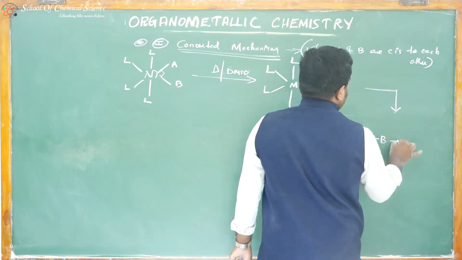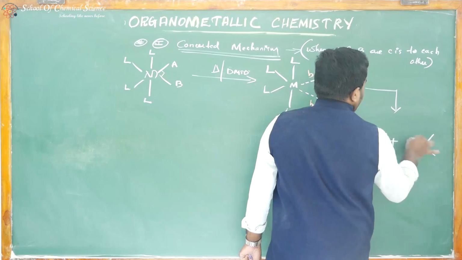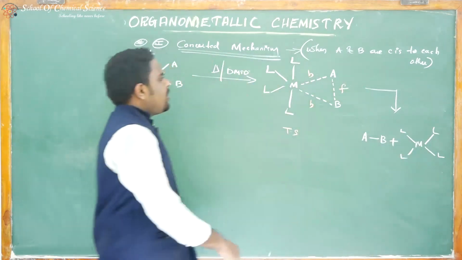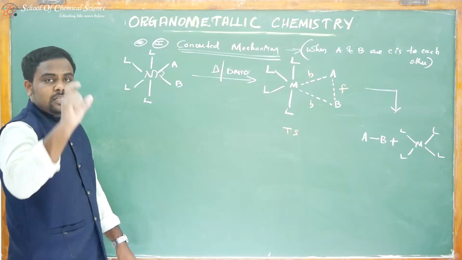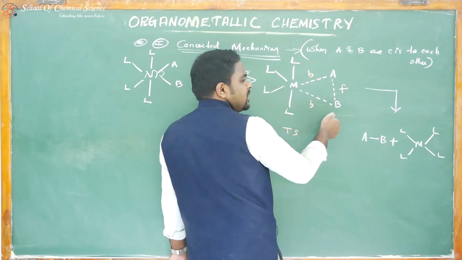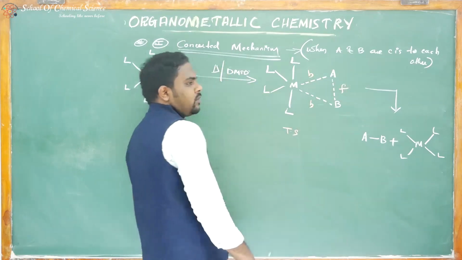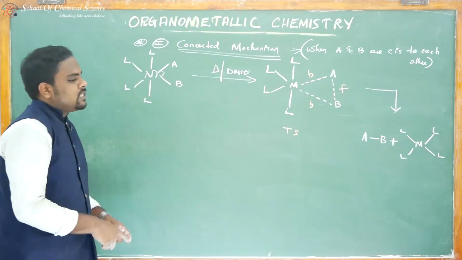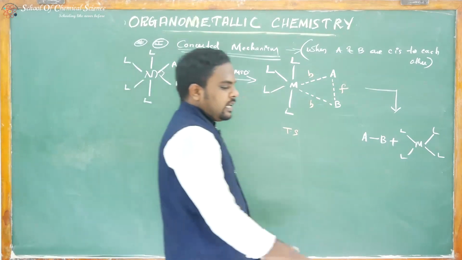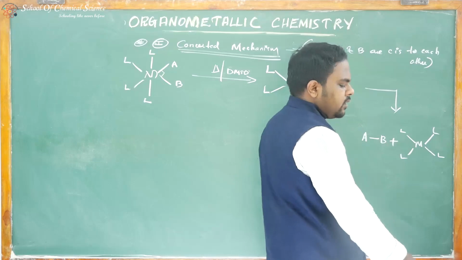A and B form a bond, plus your square planar ML4. So this type of mechanism is called the concerted mechanism. It only follows when these two, A and B, are cis to each other. Then only this bond formation is possible. So the concerted mechanism is followed when A and B are cis to each other. Clear? That is an important point.